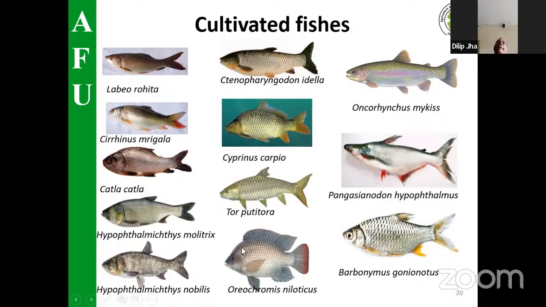This is Nile tilapia, Oreochromis. Then in colder regions, we have rainbow trout. It's very successful fish farming. Pangasius. And in the research center, we have Puntius, earlier Puntius gonionotus, the name has changed to Barbonymus gonionotus. It's Barbonymus gonionotus.